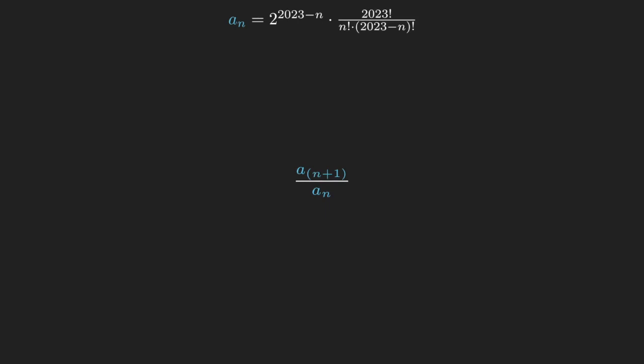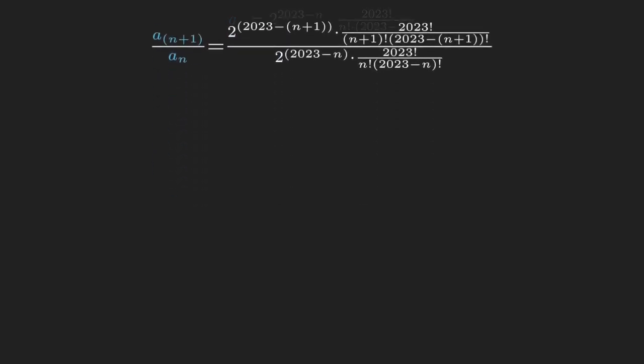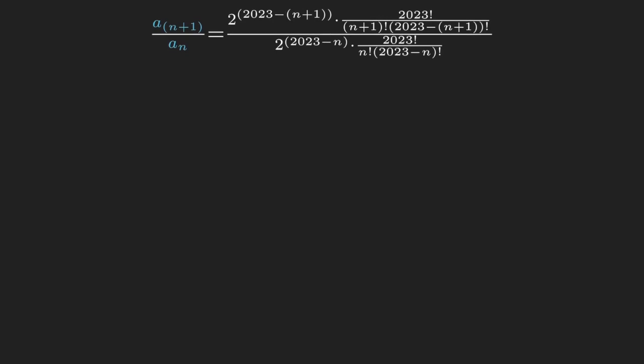Instead, we will look at the ratio of 2 consecutive terms in the sequence a of n. We can use this in a similar way as we would a derivative. For example, for a certain n, if the ratio is greater than 1, then the next term must be greater than the current term. If the ratio is less than 1, then the next term is less than the current term. This function also has the advantage that later on, when we evaluate it, a lot of things will cancel out.